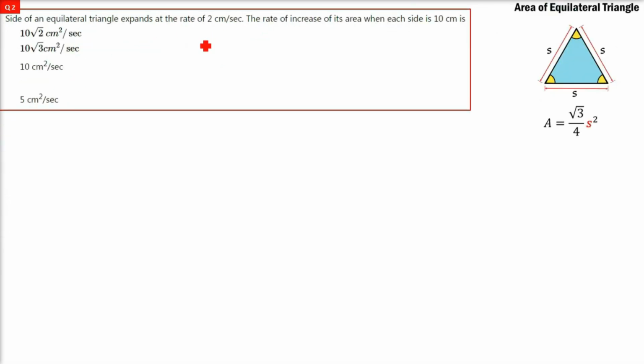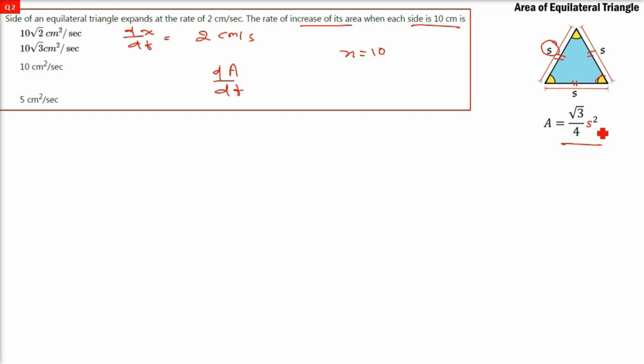Side of an equilateral triangle expands at the rate of 2 centimeter per second. So side, if you assume it to be S or X. In an equilateral triangle, all the sides are equal and all the angles are also equal. Actually, the angles are 60 degree each. So if you assume the side to be X, dx by dt is given as 2 centimeter per second. The rate of increase of its area when each side is 10 centimeter. Area is A, dA by dt has to be computed when x is equal to 10.